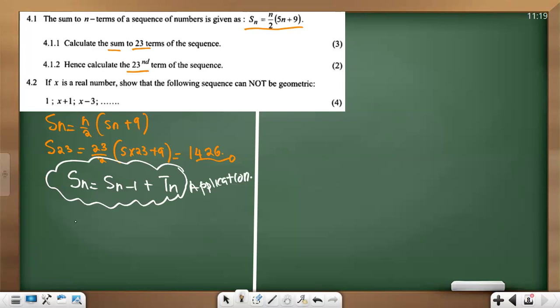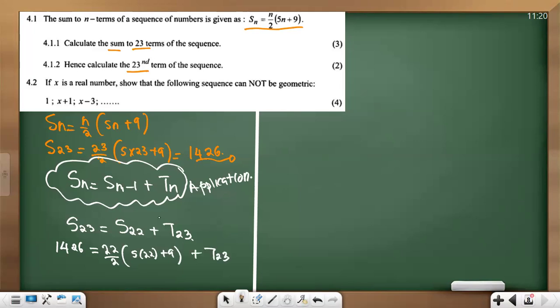Now, S23 equals S22 plus T23. n is 23, so 23 minus 1 would be 22, plus T23. We are done. But check something: do I need 1426, which is S23? We can actually calculate S22, that would be 22 divided by 2 into 5 times 22 plus 9, plus T23.